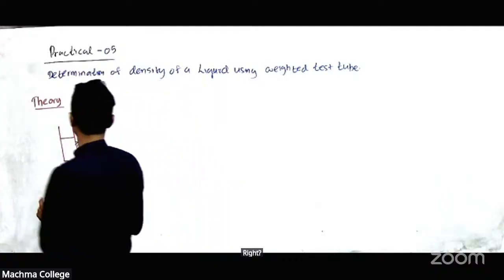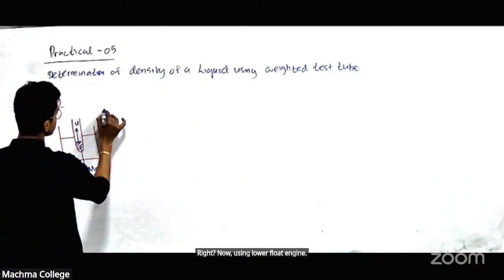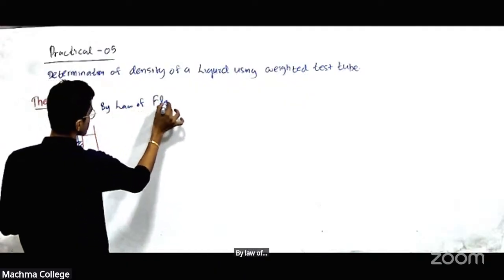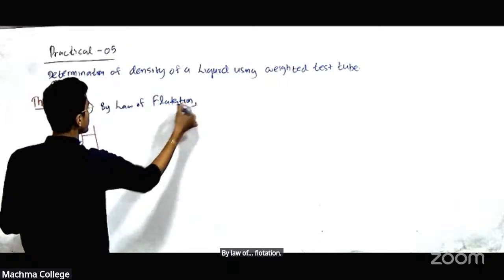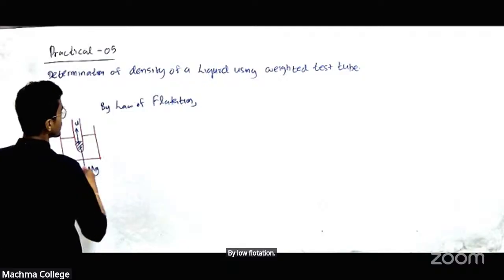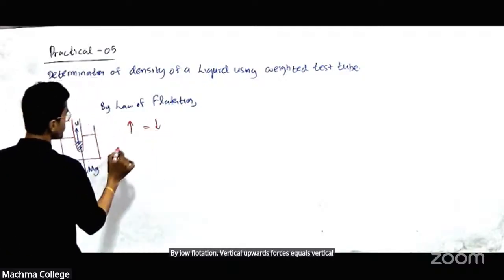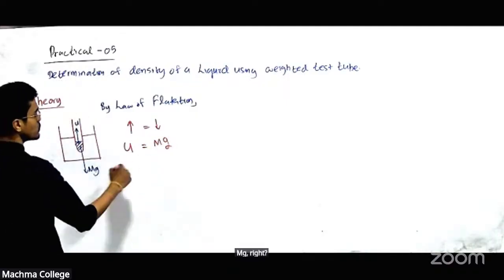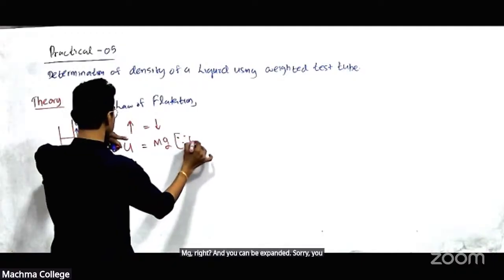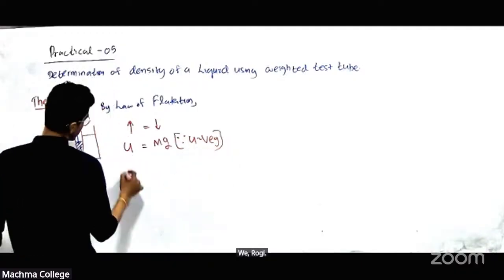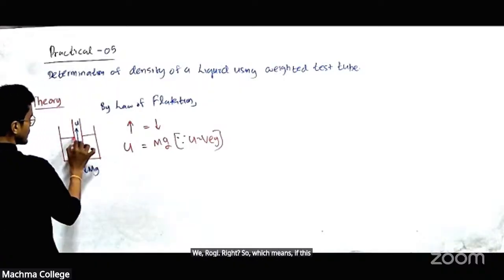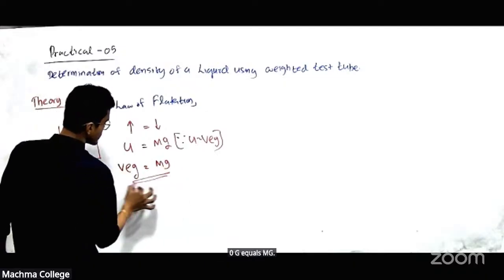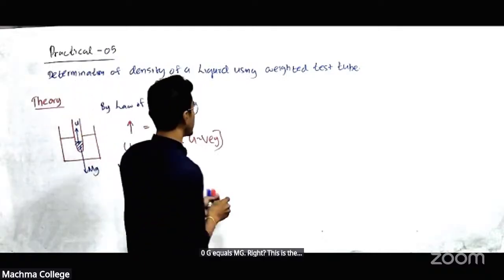Now, using law of flotation, vertically upward forces equal vertically downward forces. Vertically upwards, that is only U. Vertically downwards, mg. And U can be expanded as V rho g. So if the immersed volume is V, this can be written as V rho g equals mg, right? This is the associated theory part here.